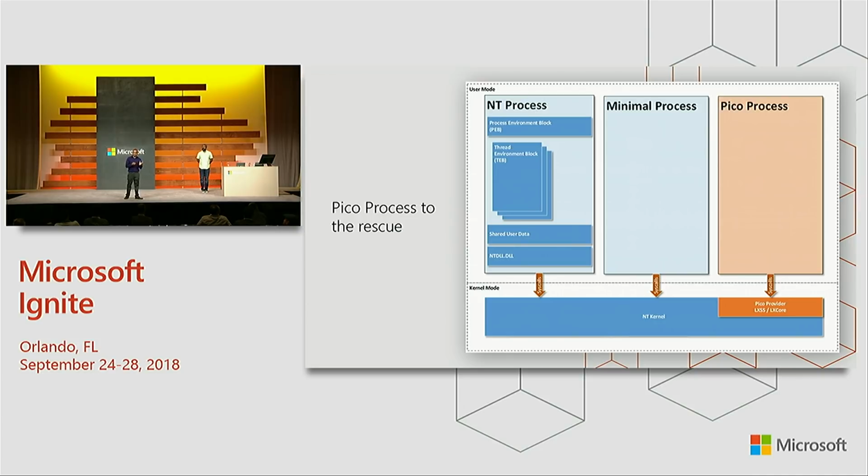If you go to the Pico process, you don't have anything in the user mode address space. It's blank. And it talks instead to this driver, the Pico provider. And the Pico provider is responsible for providing system call management, exception management, and address space management. Now, it still depends on the NT kernel for core resource management functionality, like scheduling, paging, file system access, but the main interface to user mode is provided through this driver.